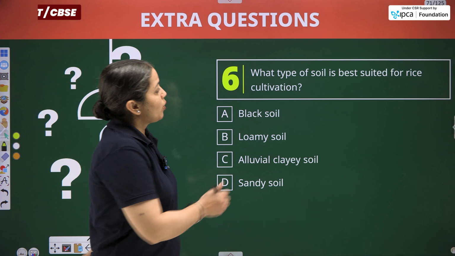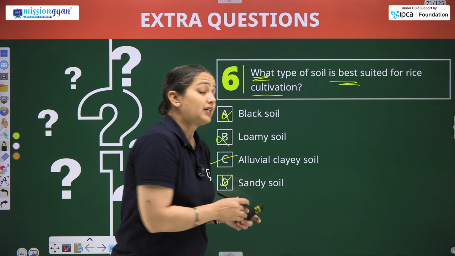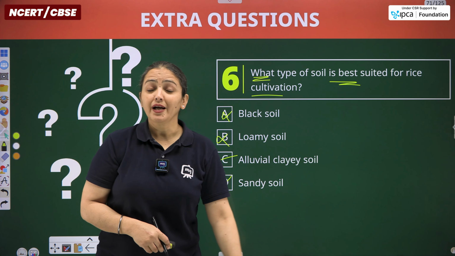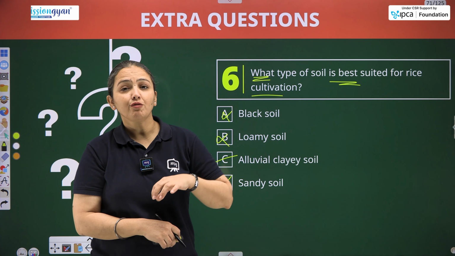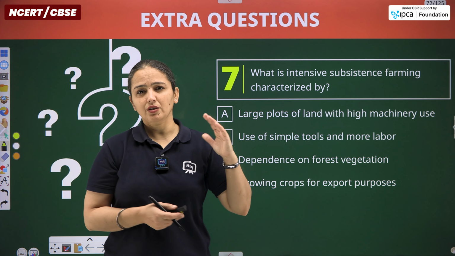Next is, what type of soil is best suited for rice cultivation? Black soil is also known as cotton soil, so not the answer. Loamy is good for tea and coffee on the slopes. Sandy is not at all good for agriculture in particular. So our answer is alluvial clay soil. Clay, why so? Because for the cultivation of rice, the quantity of water required is more than enough as compared to other types of crops.